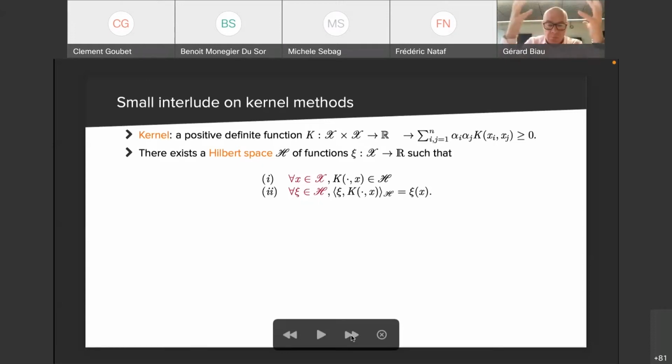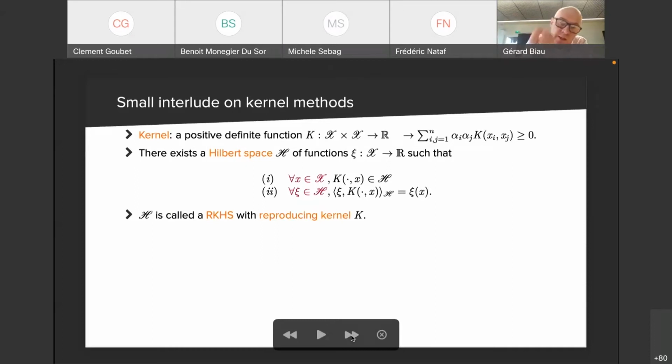So it's a very abstract Hilbert space, and we have no precise description of it. If you take one function in the Hilbert space and make the scalar product in the Hilbert space with the kernel, then you reproduce the function at the point x. So H is called a reproducing kernel Hilbert space with reproducing kernel K.